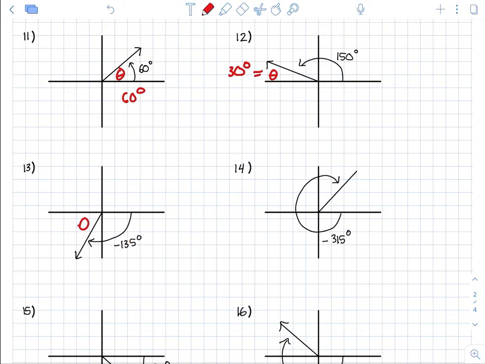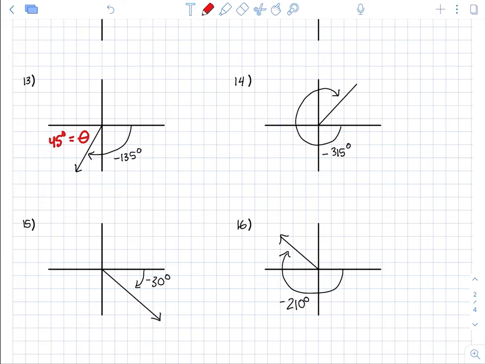So put your reference angle as positive, you guys. So this is going to be 45. Even though that says negative 135 degrees, keep your reference angles as positive, unless they specify not to.